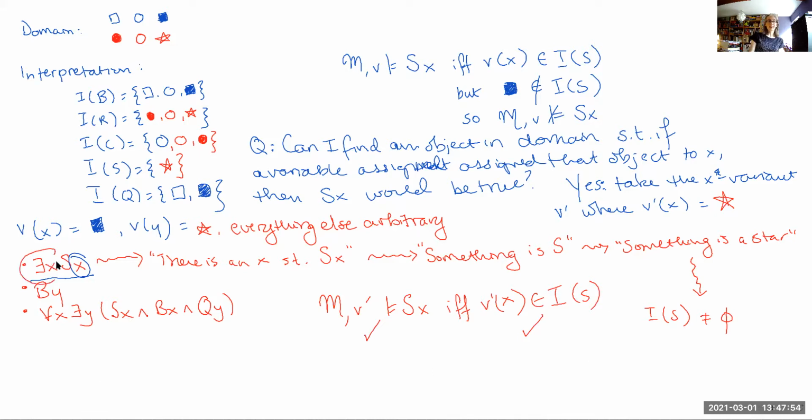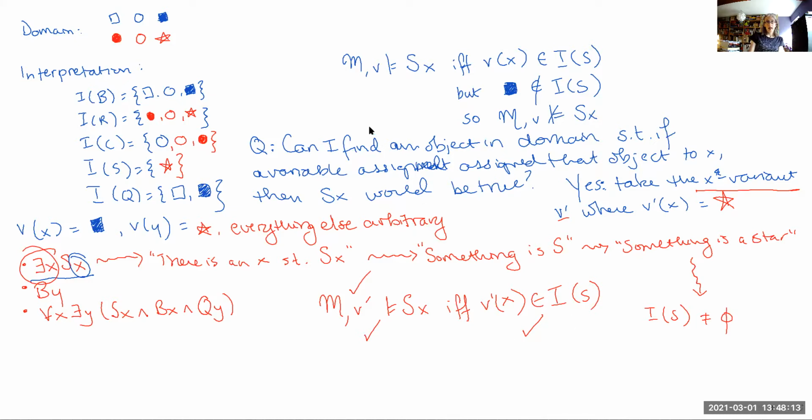Now go back to this existential quantifier. It just says, is there a variable assignment that makes it true? And the answer is yes. And in particular, it's the right kind of variable assignment because it's an x variant. The only thing that we have changed is x.